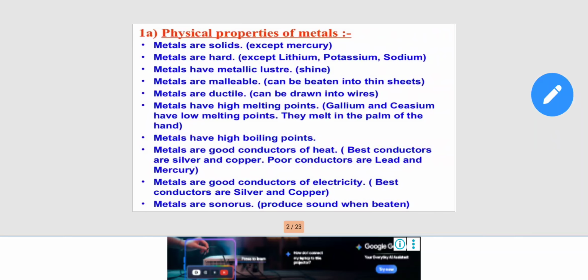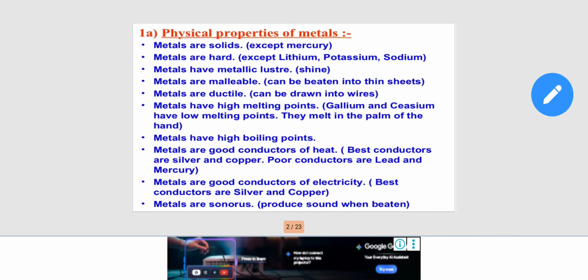First of all, physical properties of metals. What is metal? Metals are elements that are generally hard and shiny, can conduct heat and electricity, and can be shaped easily. Examples of metals are iron, copper, aluminum, zinc, gold, etc. Physical properties of metals: most metals have the following properties.